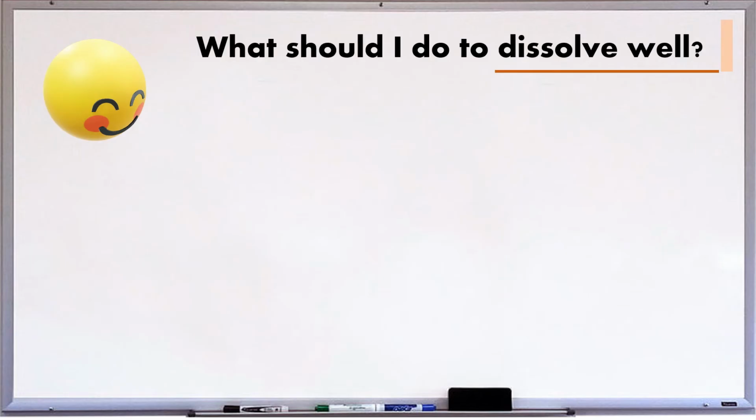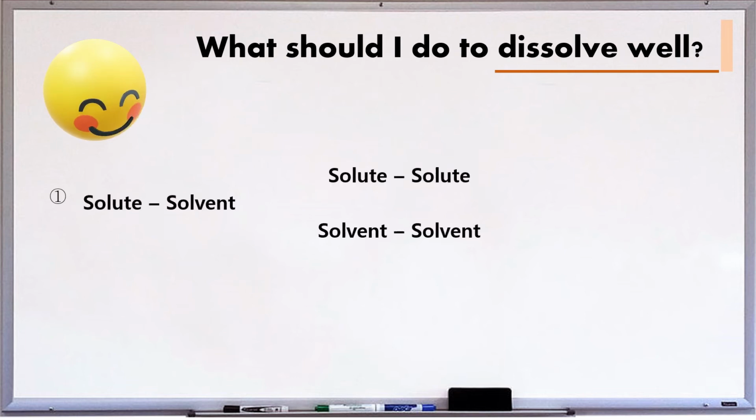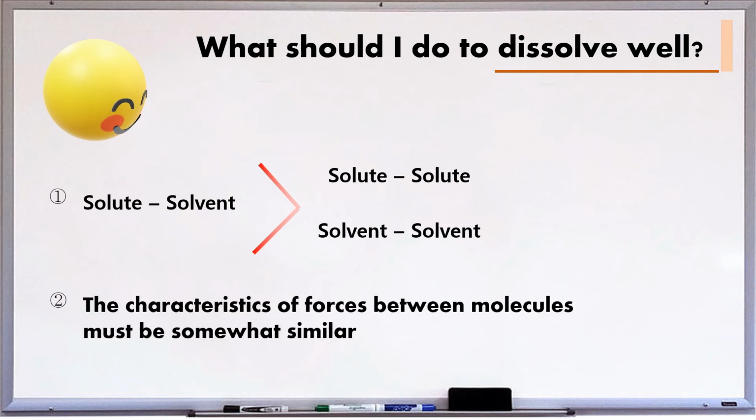Here we need to point out two important things about dissolving. First, to dissolve and stabilize, the attraction between solute and solvent has to be larger than between solute and solute or between solvent and solvent, which is a basis of dissolution. Secondly, the characteristics of forces between molecules must be somewhat similar. Regardless of the strength of the force, the dipole-dipole forces can blend well with hydrogen bonds, but let's know that the London dispersion force is difficult to mix well.